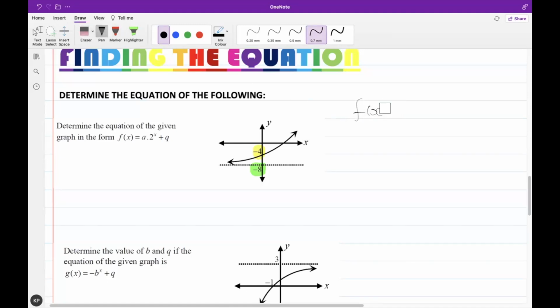That's better. A times 2 to the power of x minus 8. Great. Now we've been given our y-intercept, right? So what do we do with that y-intercept? That y-intercept is actually a point, and the point is 0, -4. So we have essentially been given an x value, which is 0, and a y value, which is -4.